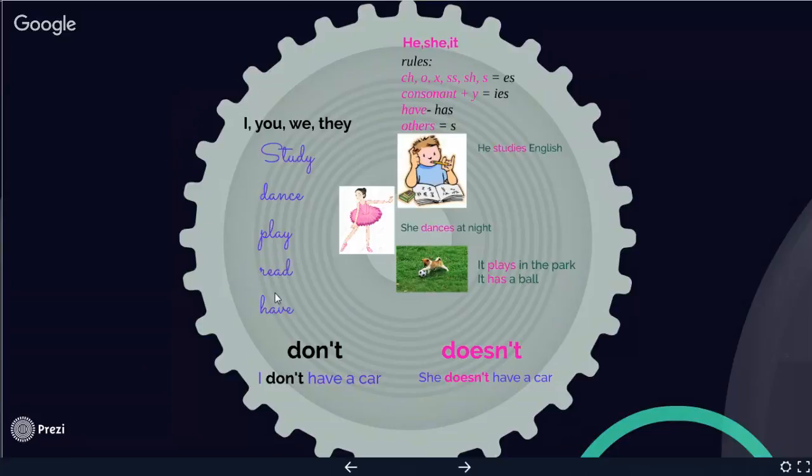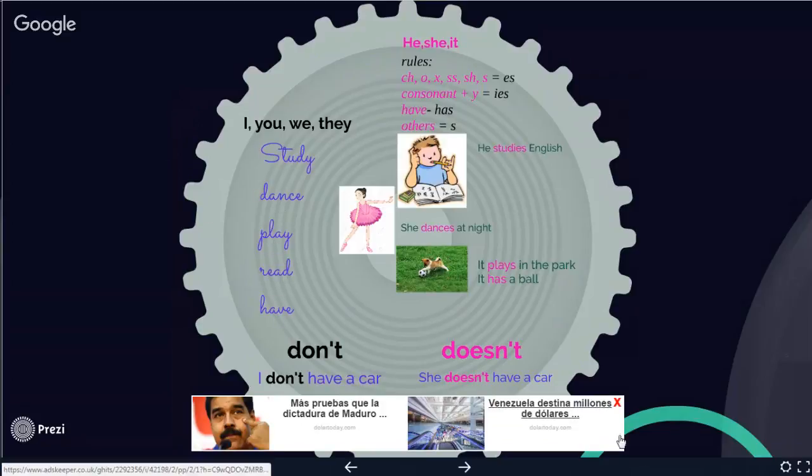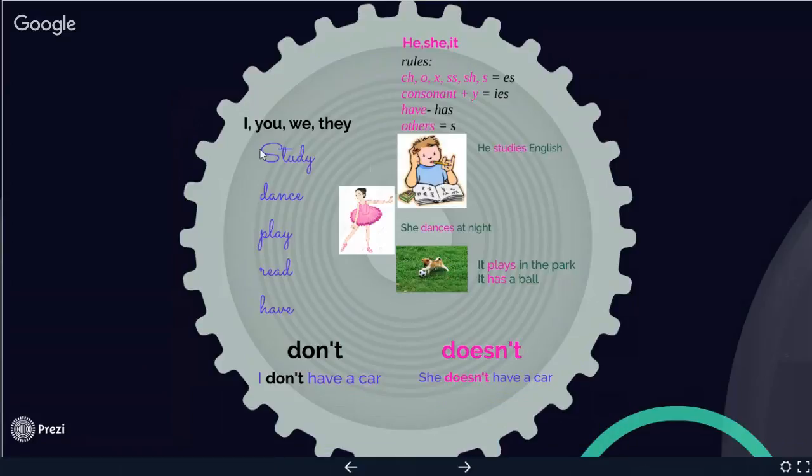I have here 5 verbs. For example, study, dance, play, read, and have. I use here the personal pronouns: I study, you dance, we play, they read, I have. When you want to create a sentence with I, you, we, they, you only use the verbs in the same way. But when you want to create a sentence with he, she, it, you have to follow some rules.